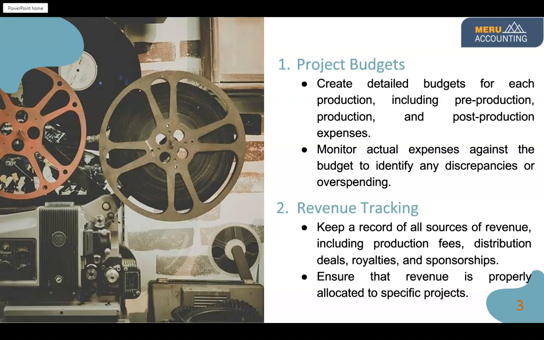Second, revenue tracking. Keep meticulous records of all the revenue sources such as production fees, distribution deals, royalties, and sponsorships. Ensure the accurate allocation of the revenue to specific projects to track the profitability and financial performance effectively. This practice supports informed decision making and ensures transparency in financial management across the various income streams.